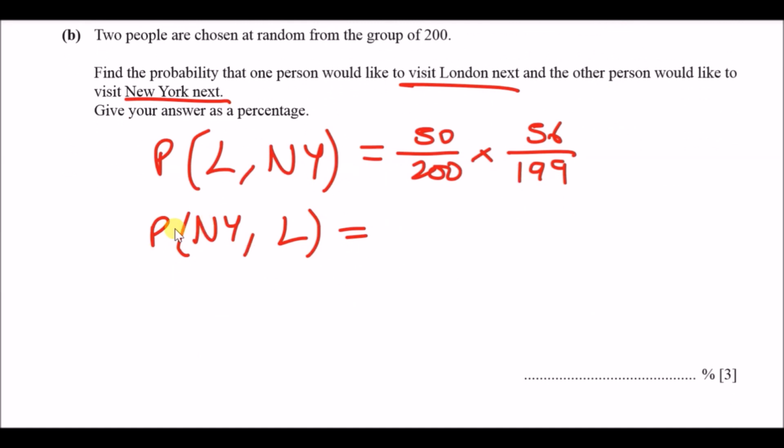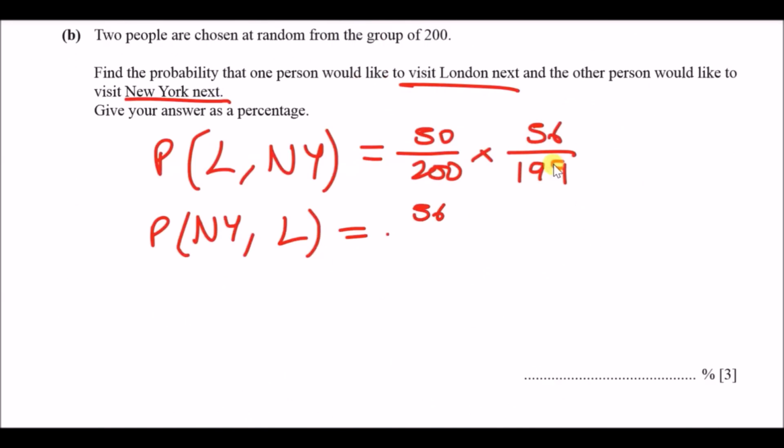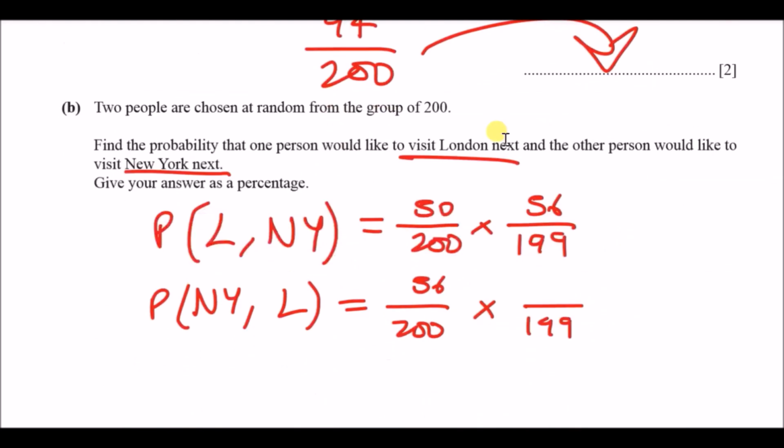Now for the second one, New York and London, you do the same thing. So you've got 200 people, probability going to New York would be 56, so 56 out of 200 people. Now that guy's going to New York, you're left with 199 people, and the chance of that person going to London is 50. So yeah, you can probably see that you get the same result.